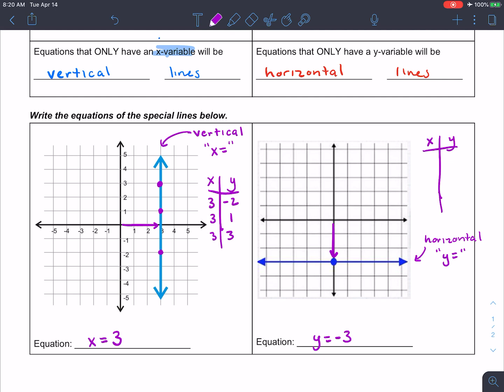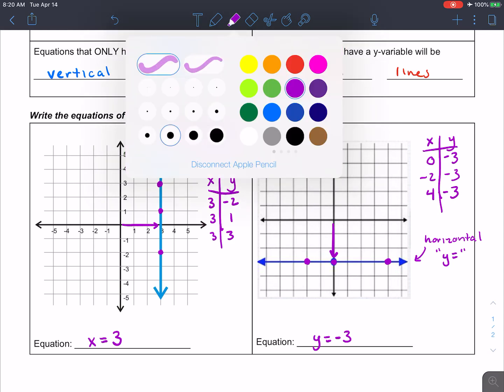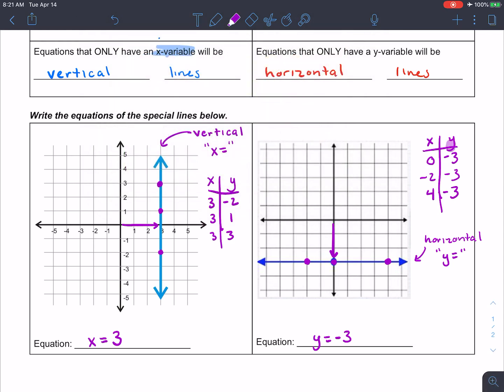and you get some points, like this first point right here is at what? 0, -3. If I make another point here, it's at -2, -3. If I make a point over here, it's at 4, -3. And there, again, we see why anytime y is -3, the equation then would be y equals -3.